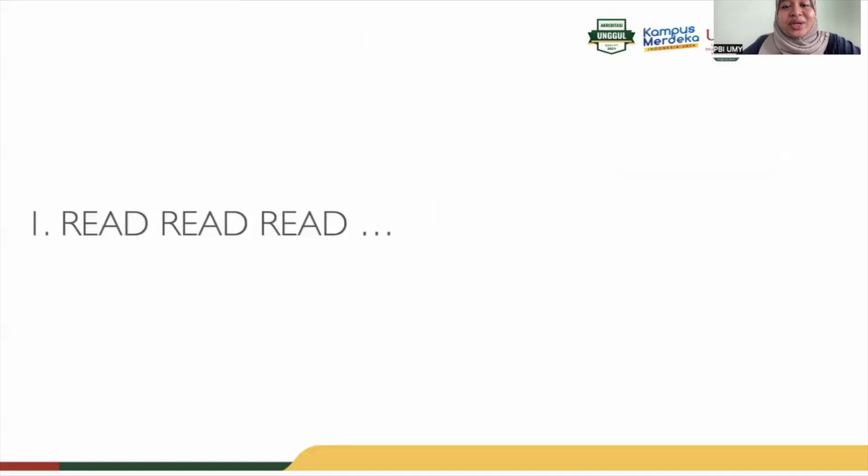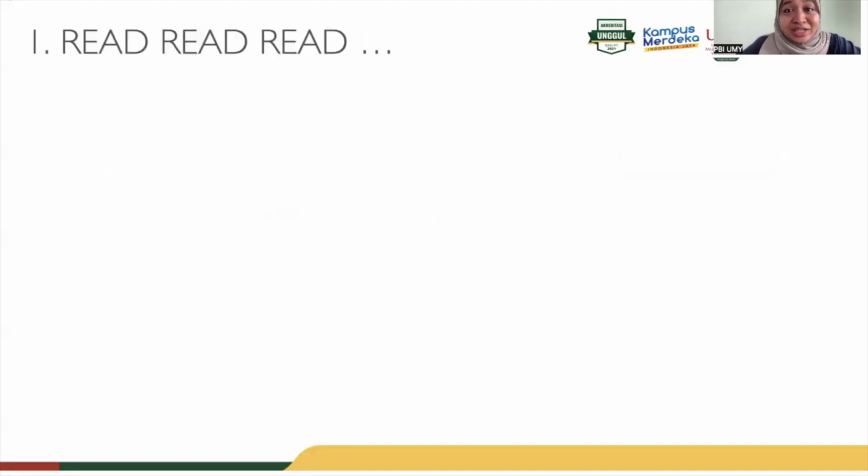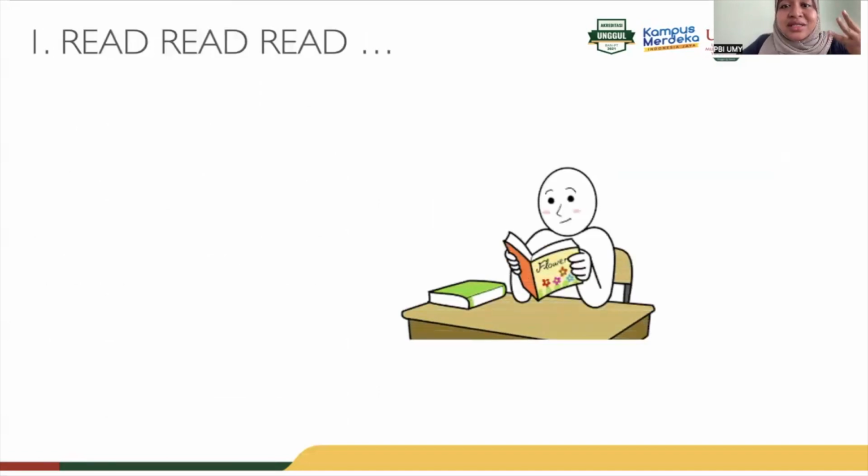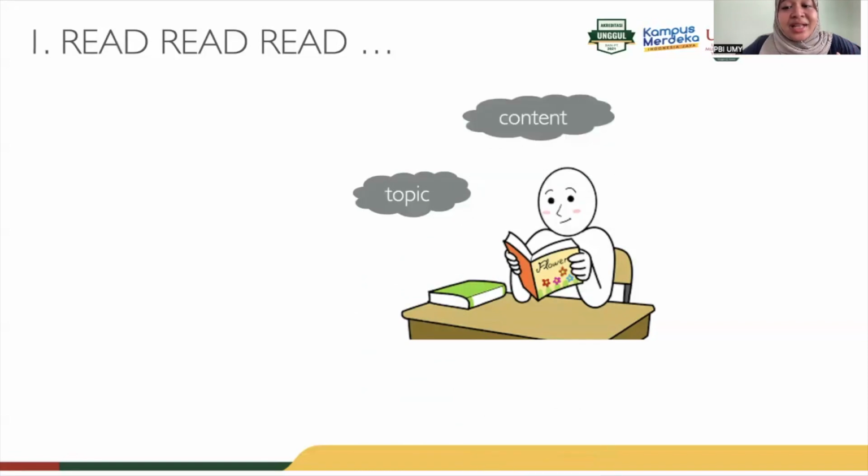What are they? Okay, the first one is read, read, read. Not only read, but 3 times. It means that you have to read several times, at least 3 times, to really understand what the story is about. And the other elements that you need to comprehend here regarding the story. The first one is topic, and the second one is the content, and then the third one is structure. Those points will guide you to collect information about the text before you write the summary.